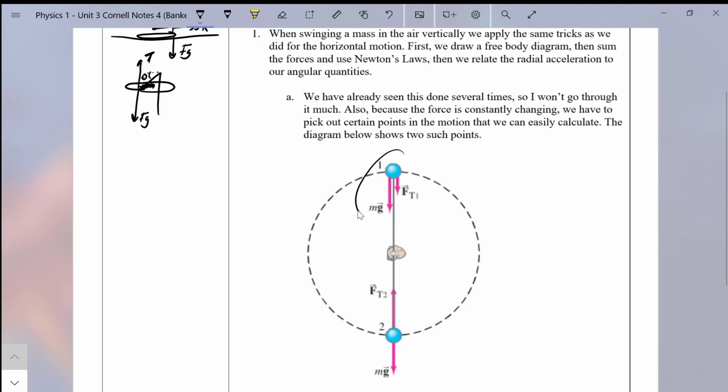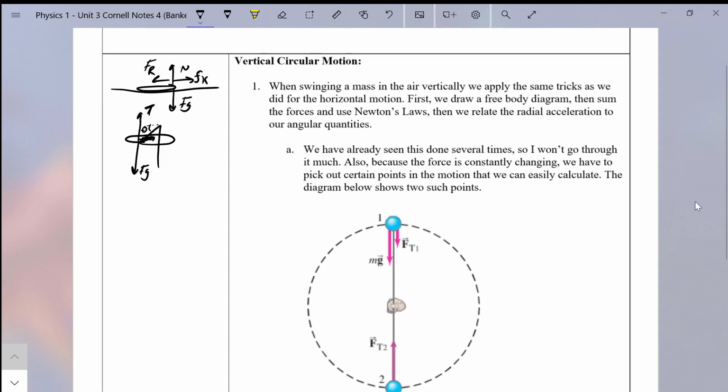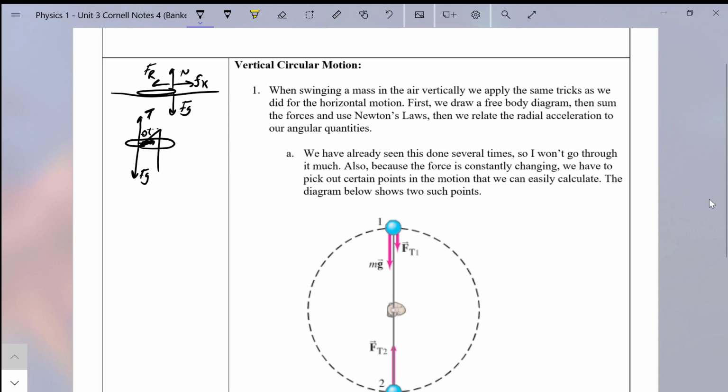And then up here at the top we have mg and FT being added together, so they are now in the same direction at the top. They're in opposite directions at the bottom. And so because of that, we have some component of this tension force that will be canceling out gravity, and some component of it that will be on that radially accelerating circular path.